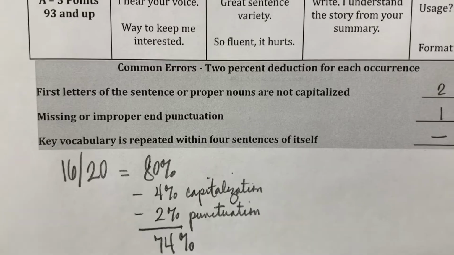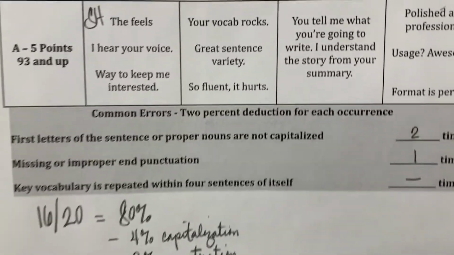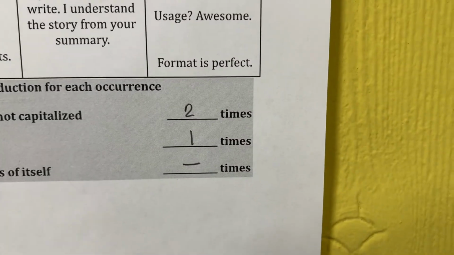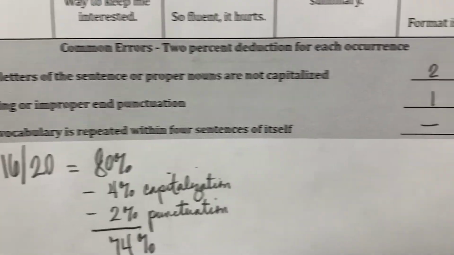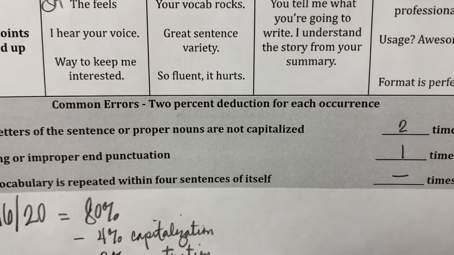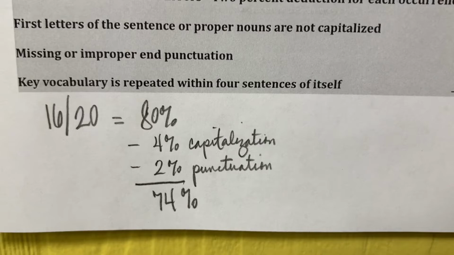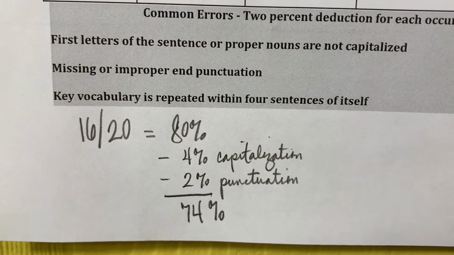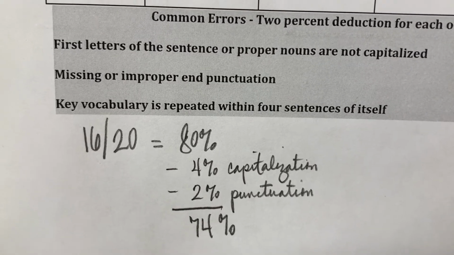But look over here. 3 big things at the bottom. First letters of the sentence or proper nouns are not capitalized. You lose 2% for each of these because they're pretty big. They did that twice. And then they didn't put a period at the end of one of their sentences. So they have one of those. So they have 3 mistakes worth 2% each. So I took that 80%, they lost 4% for capitalization, and they lost 2% for punctuation, which bumps them down to a 74. That's a C, right?